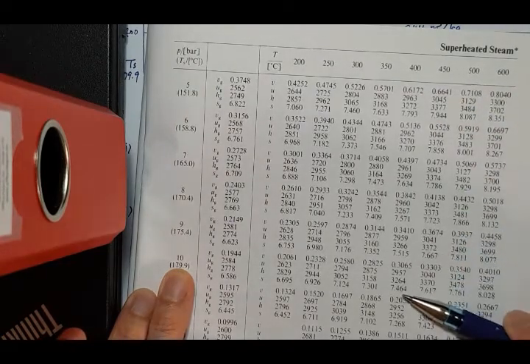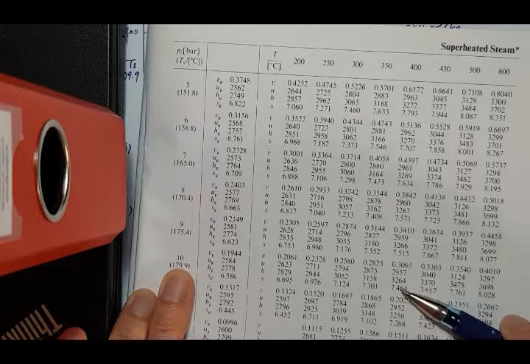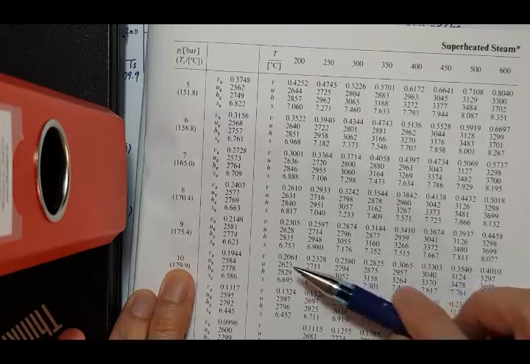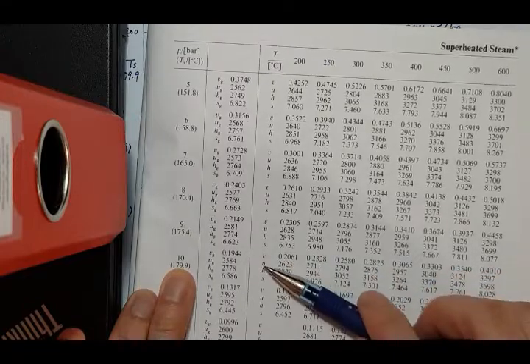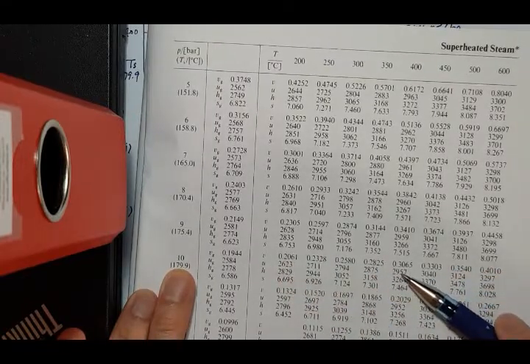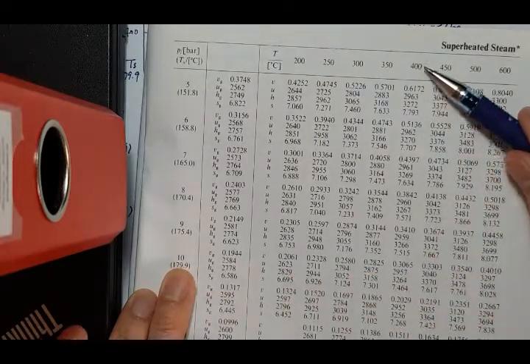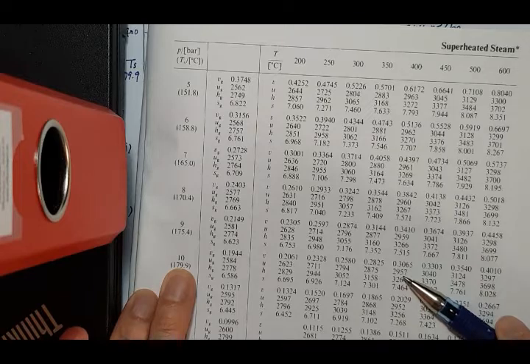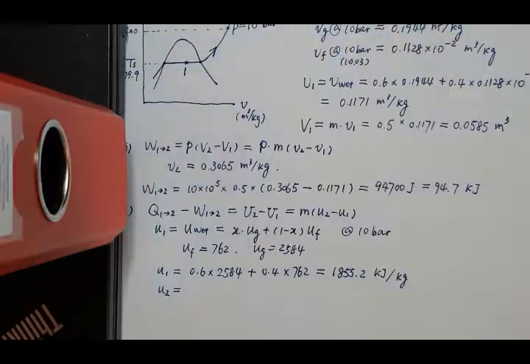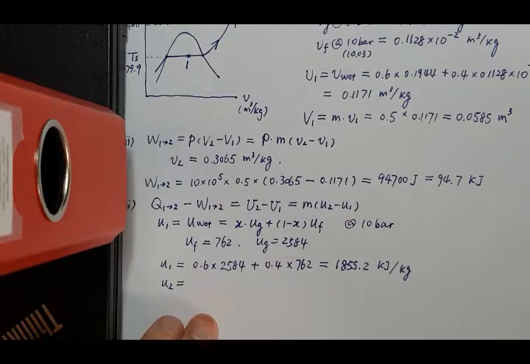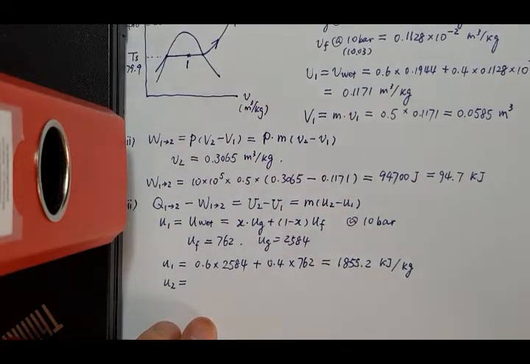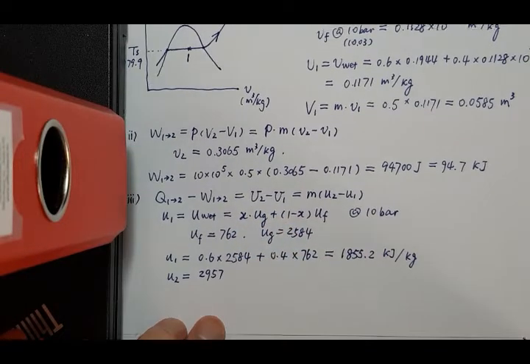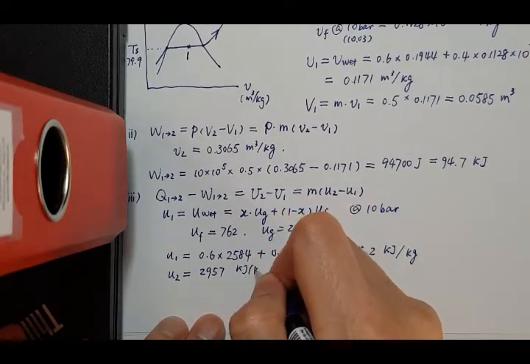So at 10 bar, 400, that's a group of data over here. The first one we have already used for v, and the second is for u. So be careful: at 10 bar, 400, the second one is u, so that's 2957, right? So we have found 2957 for u2, kilojoule per kilogram.